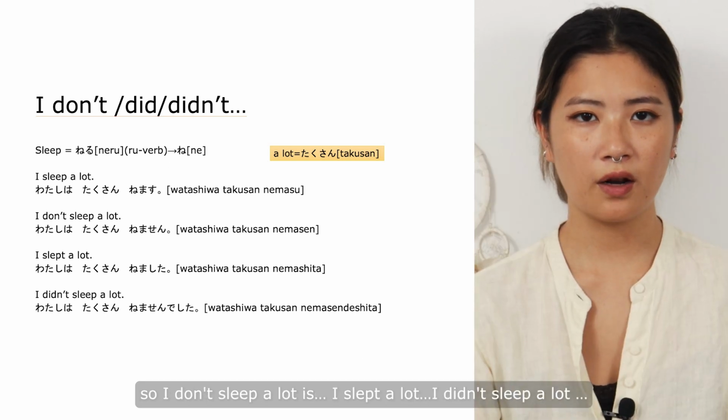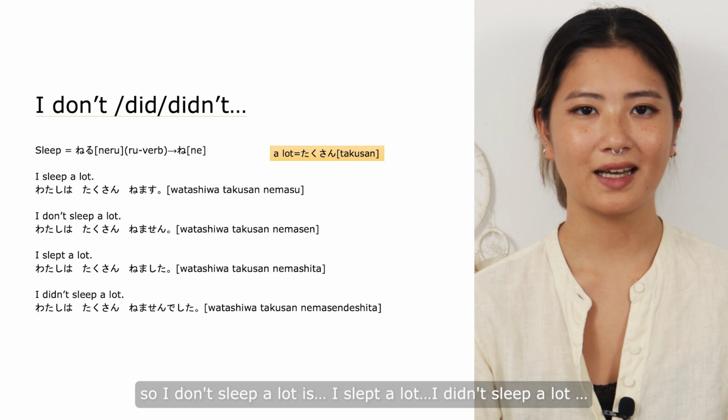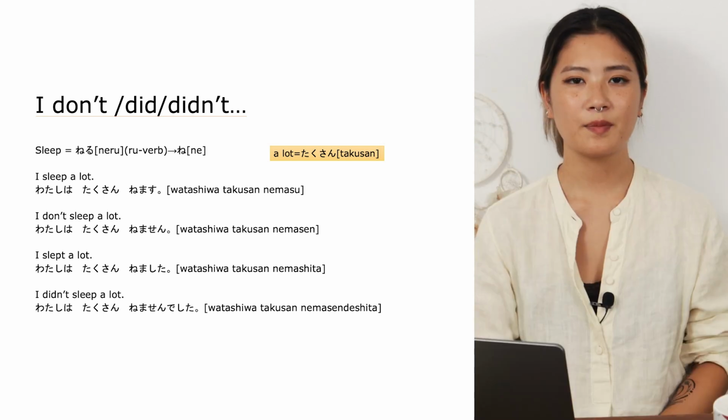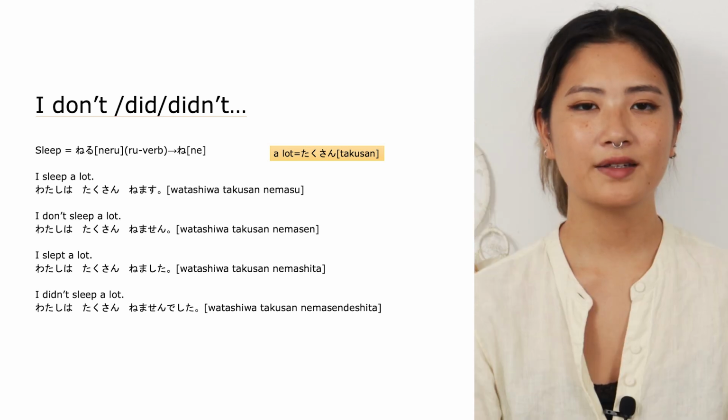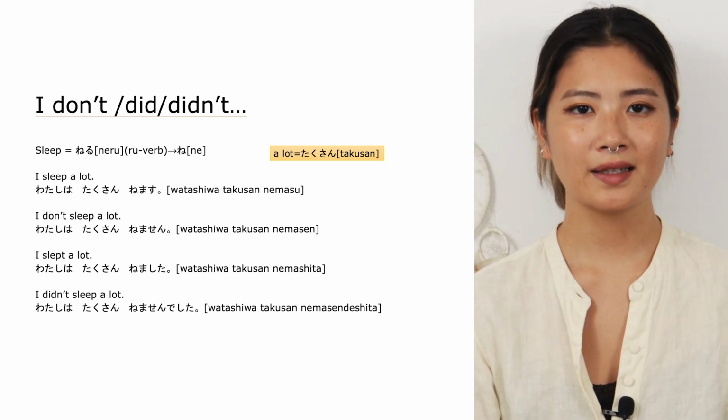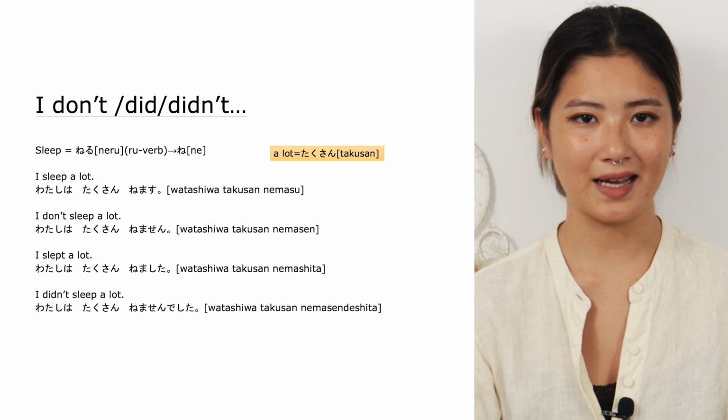So I don't sleep a lot is 私はたくさん寝ません. I slept a lot. 私はたくさん寝ました. I didn't sleep a lot. 私はたくさん寝ませんでした.